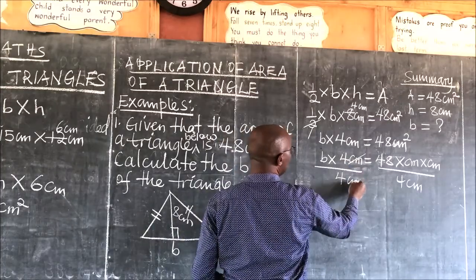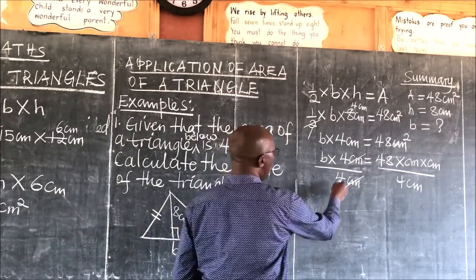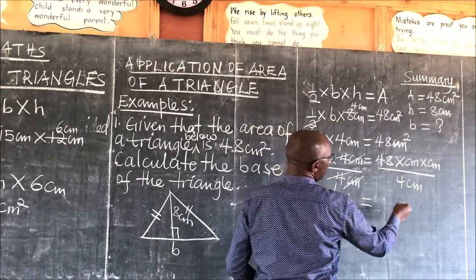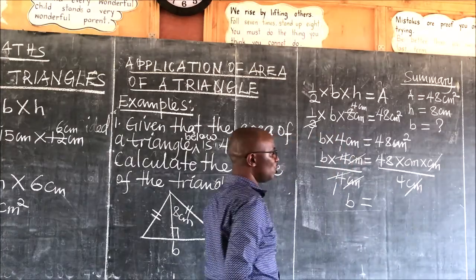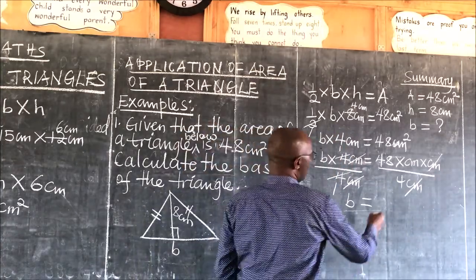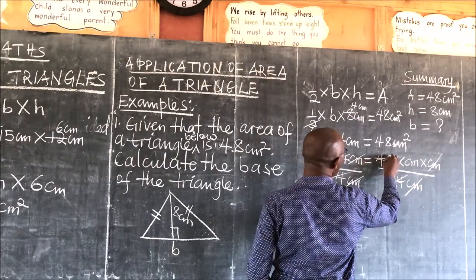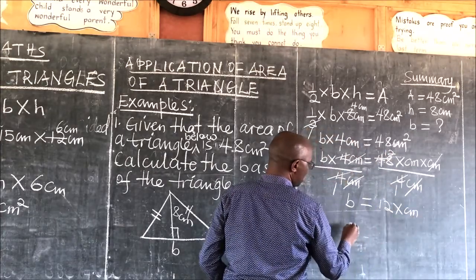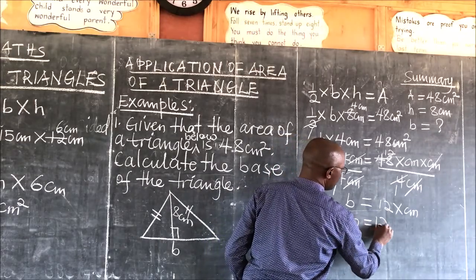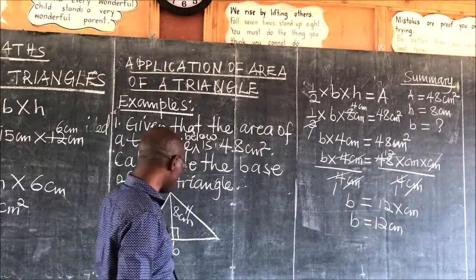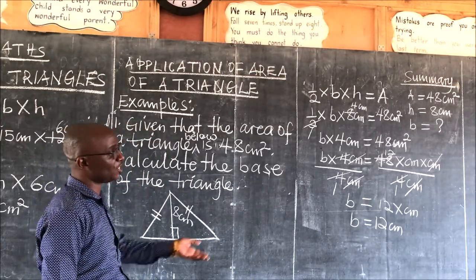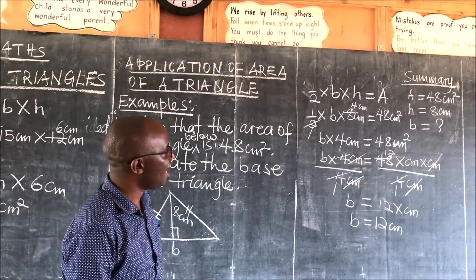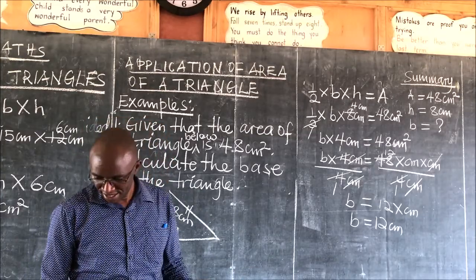So we cancel. This will go with that. So by 4, 1, by 4, 1. So you remain with only B. By 4, so you are meaning that you have lost 1 cm. So 48 divided by 4 is 12. So you remain with 12 times cm. So meaning that the base is 12 centimeters. And remember, our base in the first question was 12 centimeters. So there you are. That is how we can get the base.